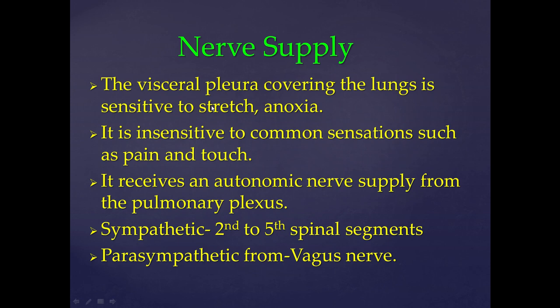Now the visceral pleura, the nerve supply is different. The visceral pleura, which covers the lungs, is sensitive to stretch and anoxia. It is not sensitive to the common sensations like pain and touch. It is sensitive only to stretch and anoxia. The nervous supply here is autonomic by the pulmonary plexus. The sympathetic nerve supply is by the 2nd to 5th spinal segments, and parasympathetic is from the vagus nerve.